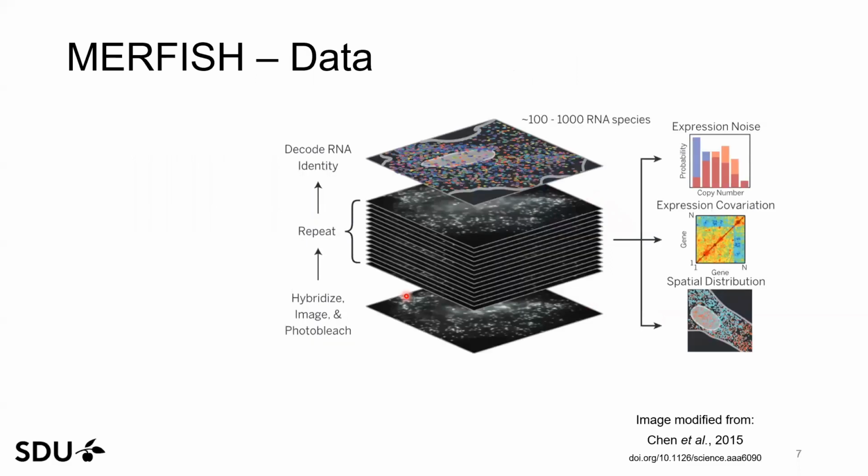And to give you another view on the data that we get out of this, this is an image stack of the sequentially imaged rounds. And then we can decode the RNA identity of all these detected spots in the different rounds, and then do some more classical analysis downstream afterwards.